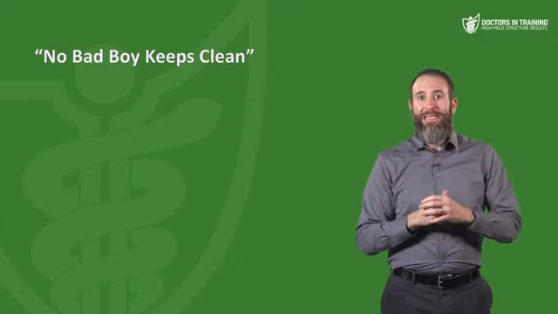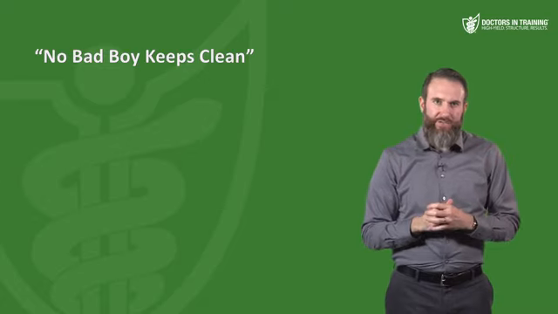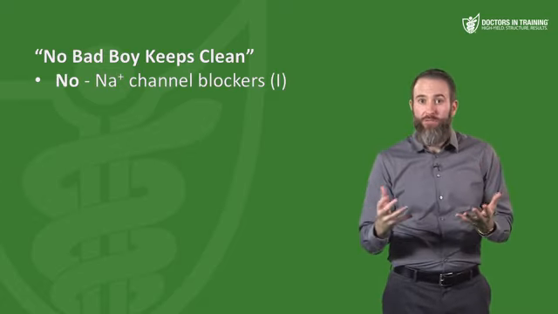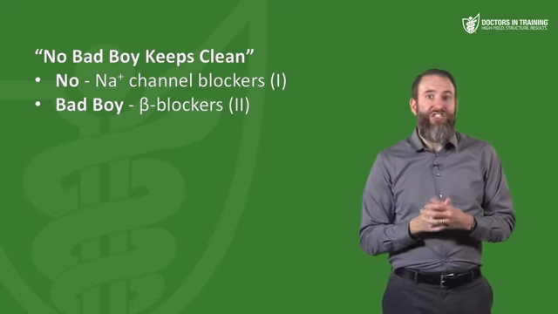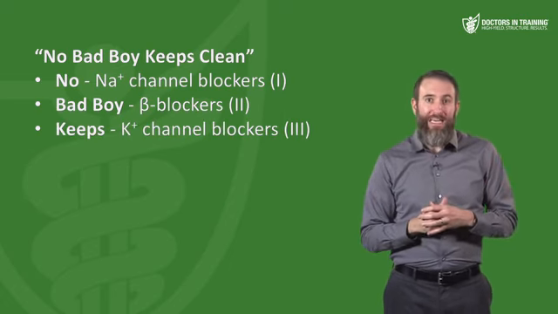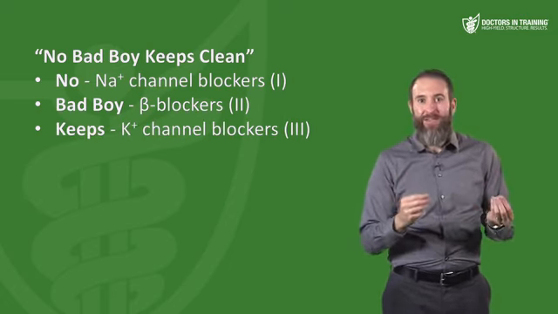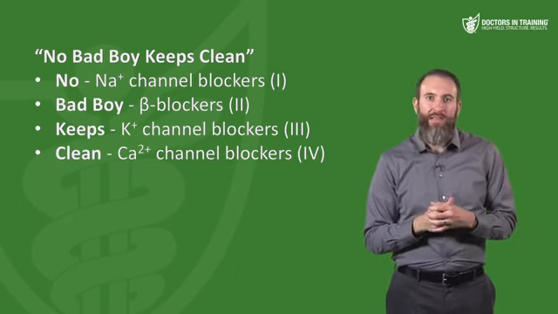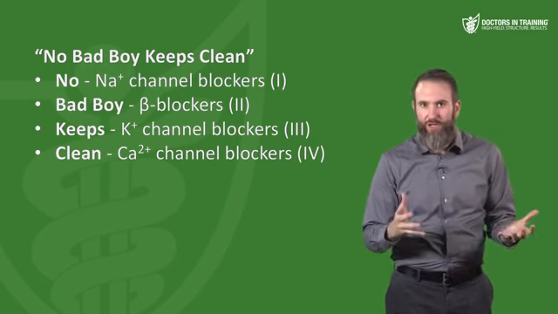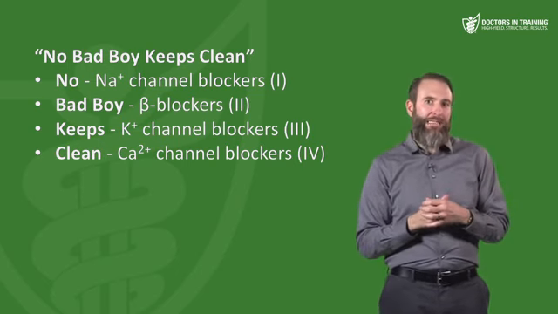Now, one mnemonic is no bad boy keeps clean. So, the no is for sodium channel blockers, which is class 1. Bad boy is for class 2, those beta blockers. Keeps, the K there is for potassium, so these are your potassium channel blockers, the class 3s. And then the clean is for calcium channel blockers, your class 4 antiarrhythmics.